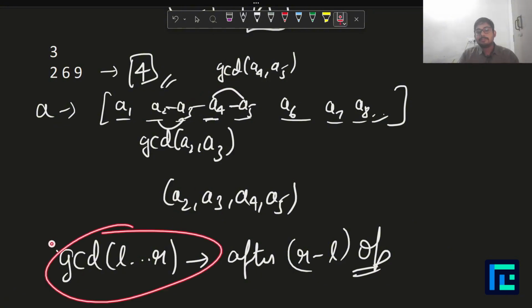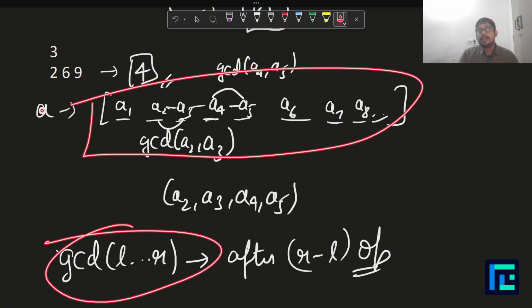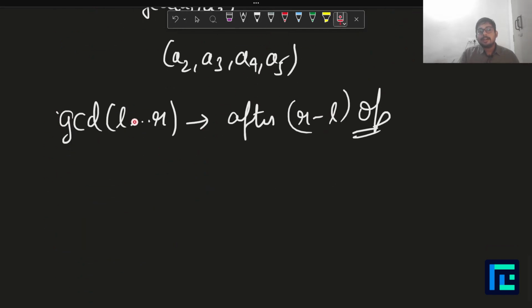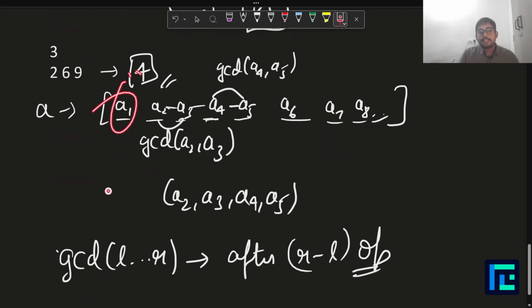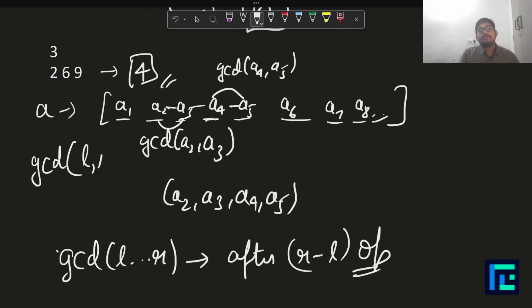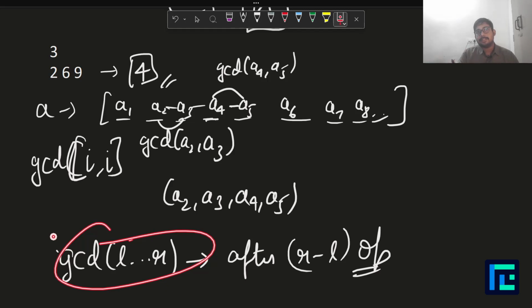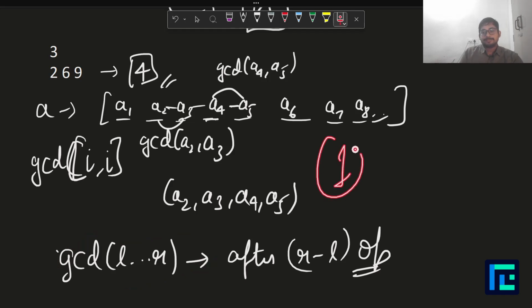So always, whatever you get in this array would be either individual elements, which you can say is the GCD of the range from L to L. If I want to represent Ai, I can say it is the GCD of the range from I to I only, just the GCD of this one number. So basically all the numbers that you have in the array are actually the GCD of a range of consecutive elements. So what you need to finally get is a 1.